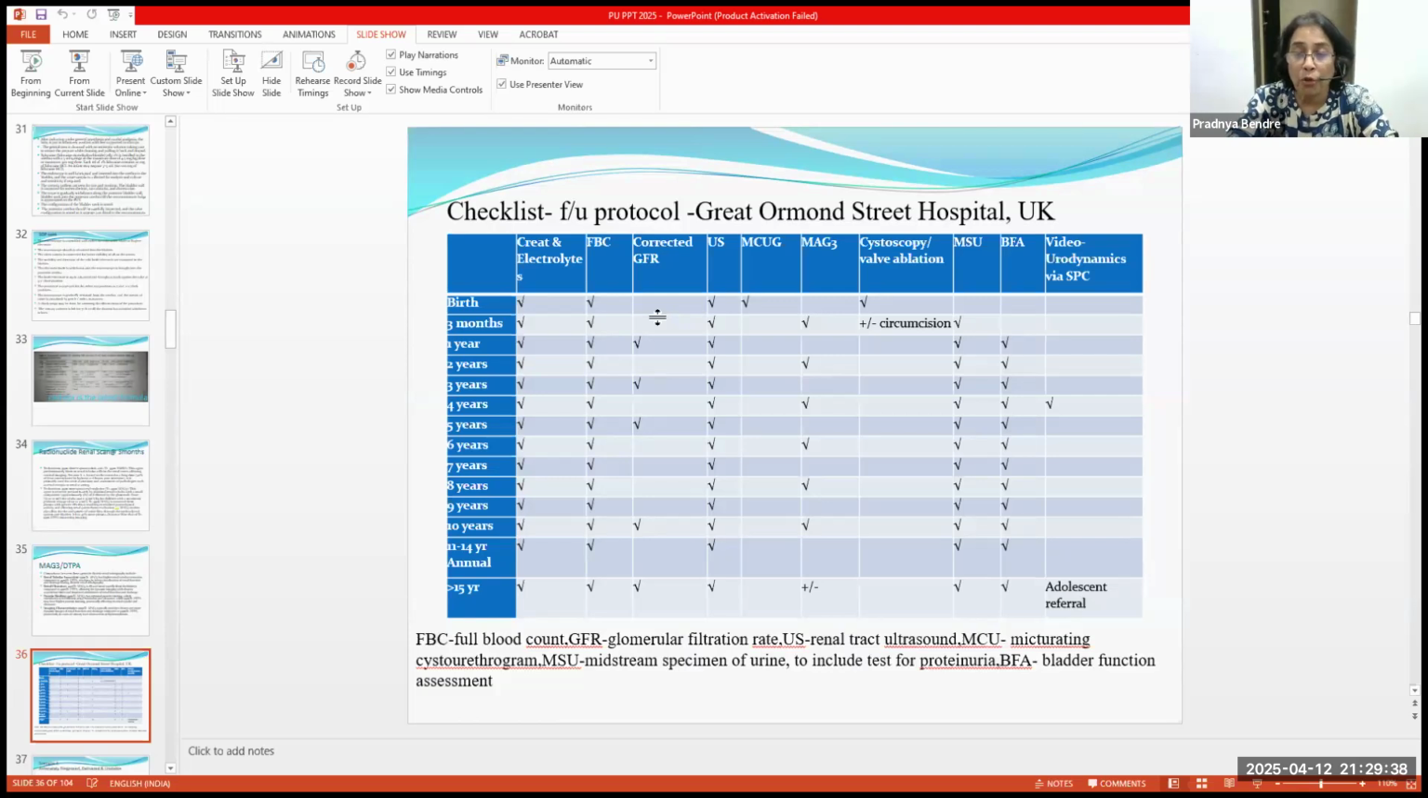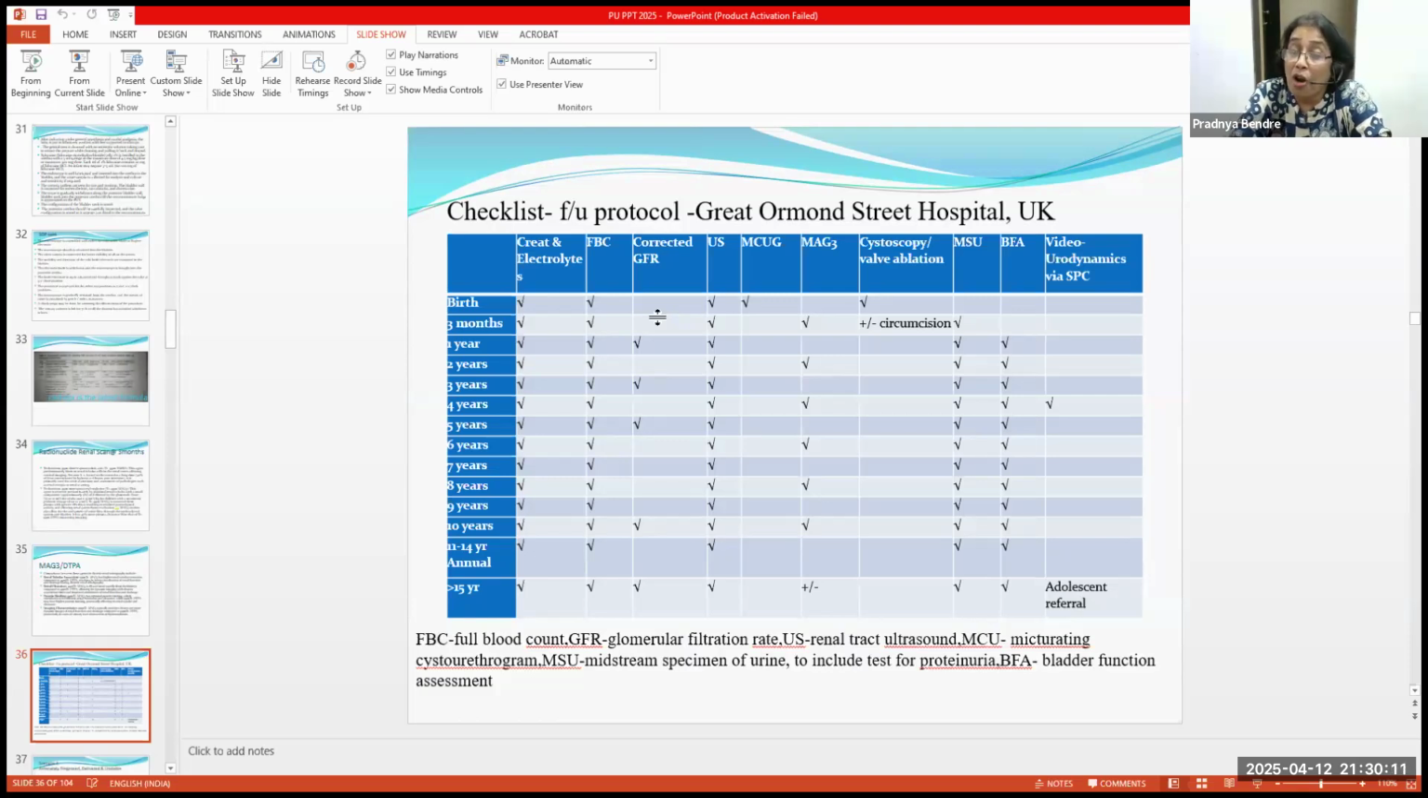So the protocol would vary institute-wise. For us, we do the ultrasound. We ask for the history. If the baby is passing urine in a good stream, we tell every child to come back with a video of micturition if possible, and if the video is showing a good stream without abdominal straining and the child is growing well, there is no UTI, ultrasound is showing improving parameters, then we assume that our fulguration was adequate.